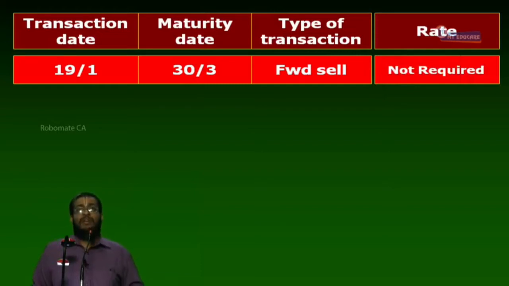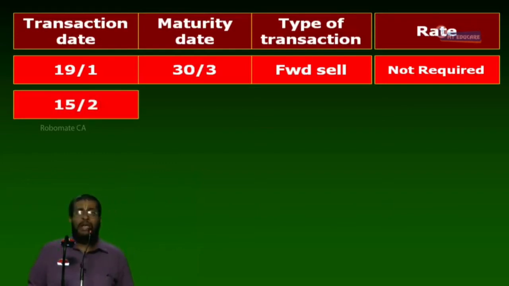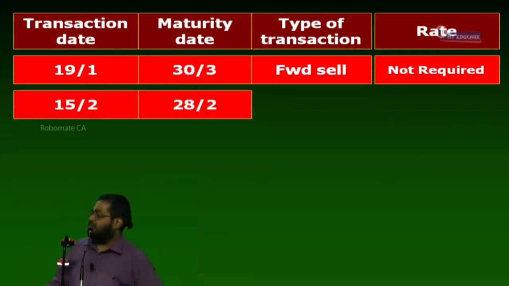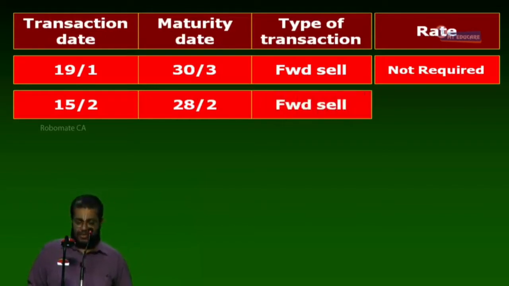Next. Now tell me, do I want to honor the transaction as planned or change the plan? Do I want to sell on 30th March or prepone it? Prepone it. To which date? 28th February. This I came to know on which date? 15th February. Now, you go to the bank once again, on 15th February, for a transaction expiring on 28th February. And I am going for a new forward sell.